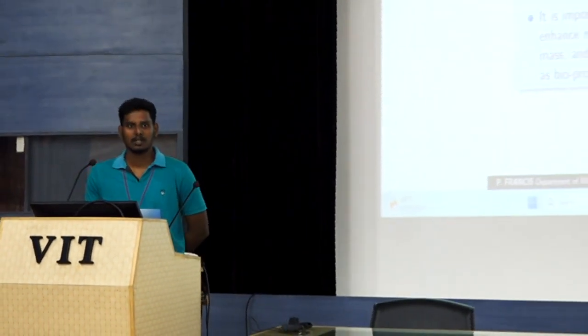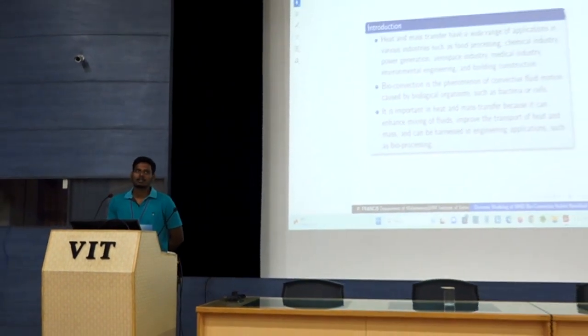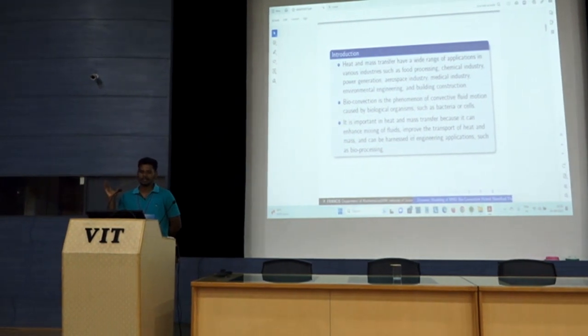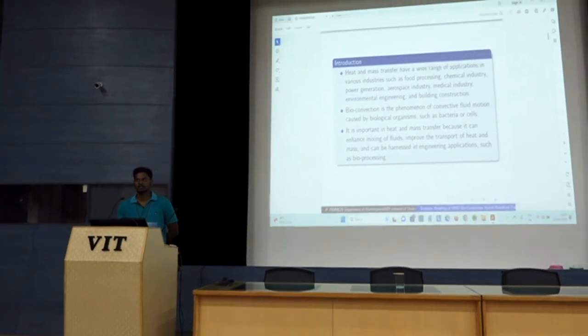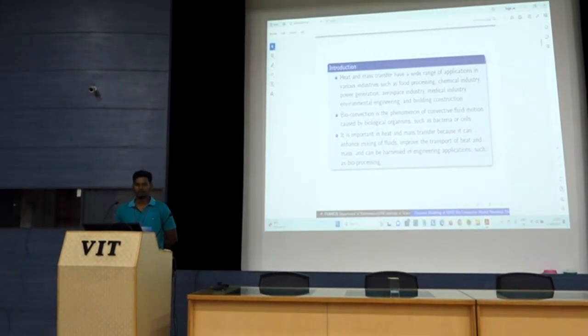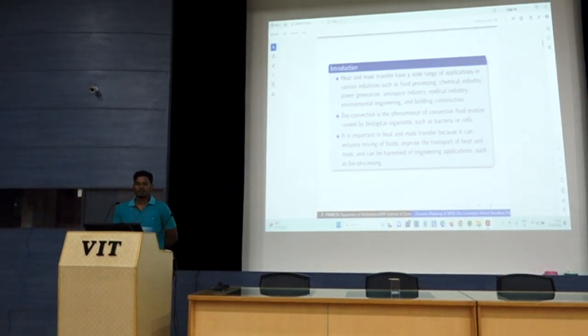So this is my outline. Introduction. First of all, we have to know about heat and mass transfer. Heat and mass transfer have a lot of applications, right? For example, we are sitting in a room, so we are using AC. This is a kind of heat transfer. Many applications, like laptops and cooling systems, involve heat and mass transfer, and mass transfer has a lot of applications in real life.